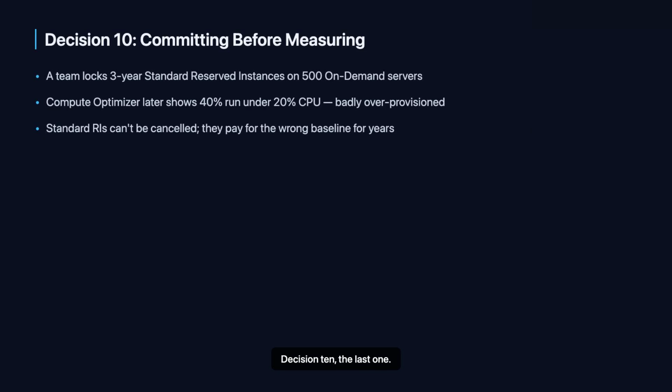Decision 10, the last one. A team running 500 on-demand instances wanted to cut costs, so they committed to 3-year standard reserved instances across the fleet. Smart move on the surface, up to 75% off, but 6 months later they finally turned on Compute Optimizer, and it showed that 40% of those instances were running under 20% CPU. Badly over-provisioned. And standard reserved instances cannot be canceled. They'd locked in the wrong baseline for nearly 3 years.